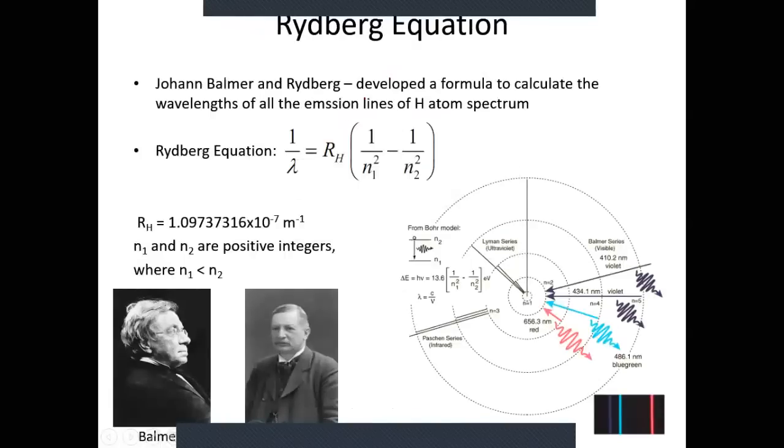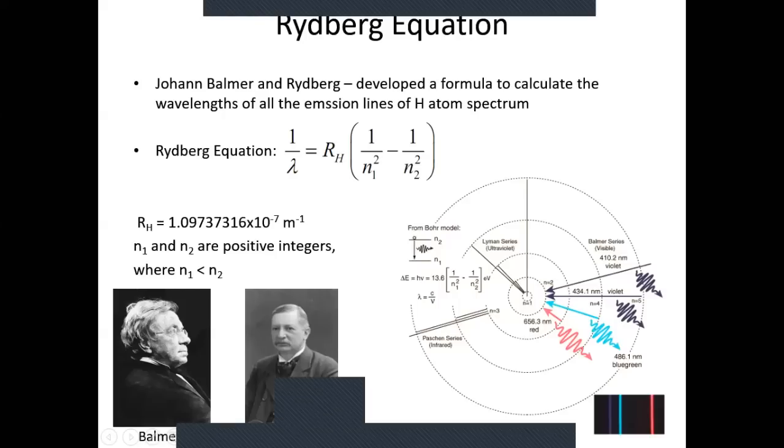And so this led two scientists, Johann Balmer and Rydberg, to develop a formula to calculate all the wavelengths of the electron in the hydrogen atom. This was based on empirical evidence. So they did the experiment and they developed an equation to calculate these wavelengths. This is referred to as the Rydberg equation.